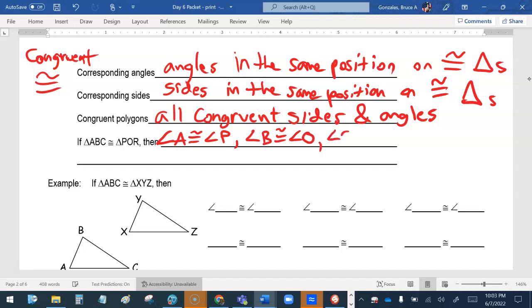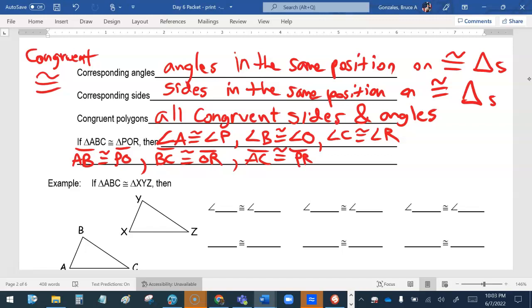The third, C is congruent to R. Those angles are congruent. And the segments, so segment AB, the first two letters, is congruent to segment PO, the first two letters. Segment BC is congruent to OR, second and third letter. And then first and third letter, AC is congruent to PR.